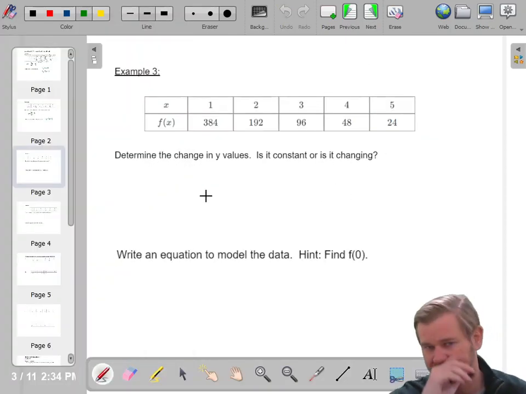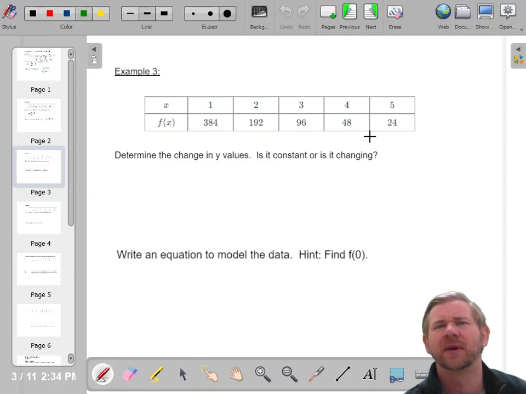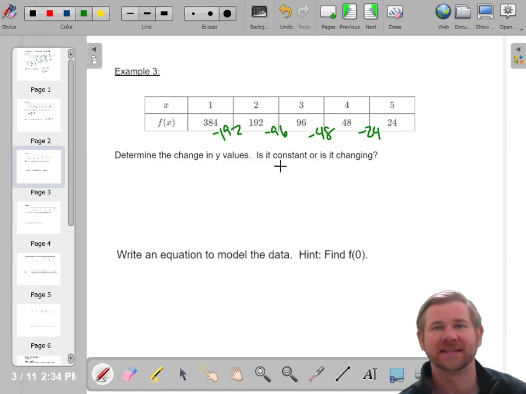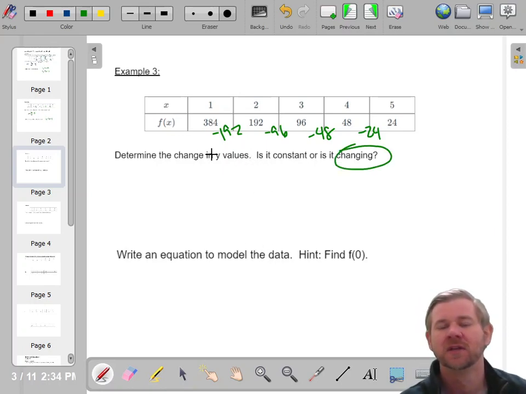Let's check this one now. All right, now wait a minute. I see 48 to 24, that's 24, and this is minus 48, and that's 96, and that's 192. So those are not the same. These are changing. So this is not a linear model. This is an exponential model.